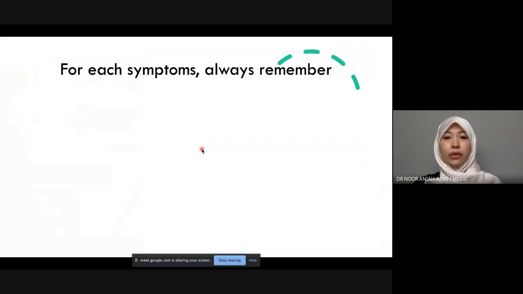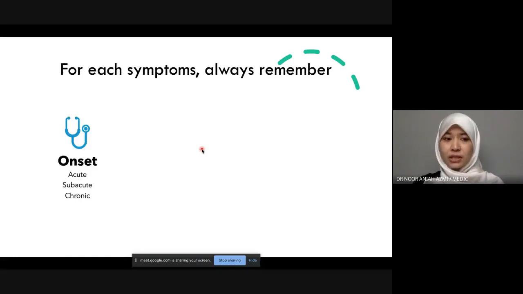And always remember that for each symptom, you have to dig deeper. You have to question further what is the onset, whether it is acute, subacute or chronic. Usually acute is within days, 1 to 2 days, and chronic is within weeks to months, and subacute is in between, because this determines which disease you are thinking of.